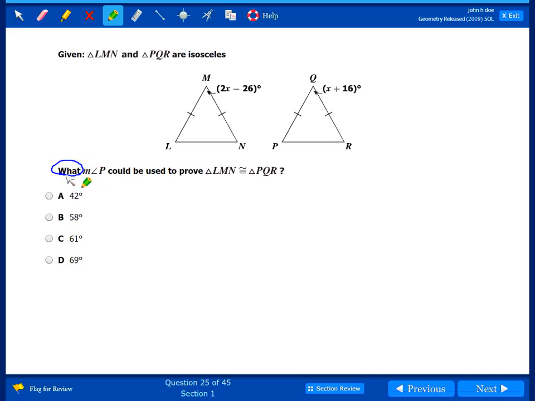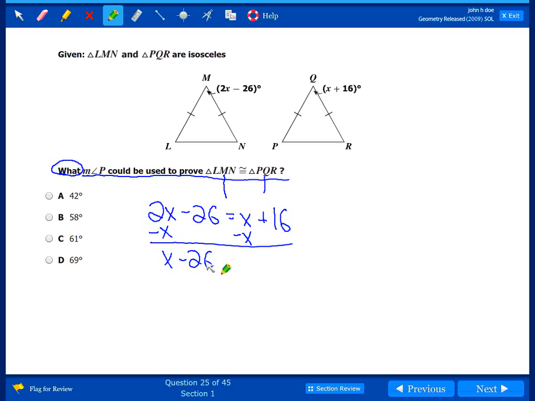So find the key word. What measure of angle P could be used to prove triangle LMN is congruent to triangle PQR? So whenever I take a look at this, M and Q are both in the same position. So that means 2x minus 26 is equal to x plus 16. So I subtract x from each side. X minus 26 is equal to 16, and add 26. X is equal to 42.